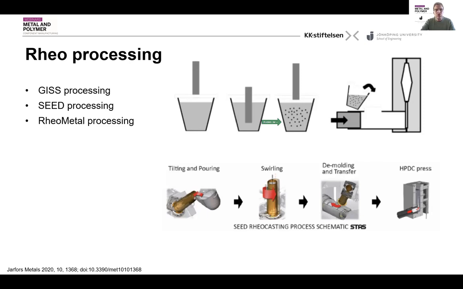Now you can put the cooling body on the outside, and then you get the SEED process. And this is a little bit like stirring your drink at the bar. You sort of just swirl the melt, and then you empty the swirling device, and then you cast like normal. The difference here is that the GISS process produces slurry in seconds, while the SEED process requires minutes. So these are the main differences between these two. Next, please.